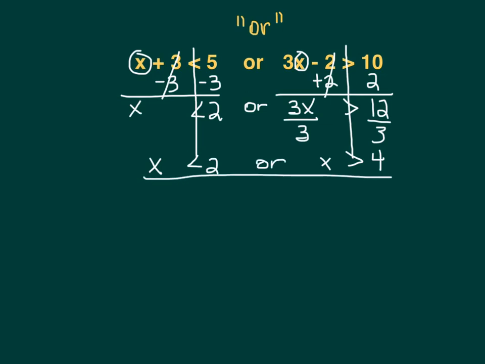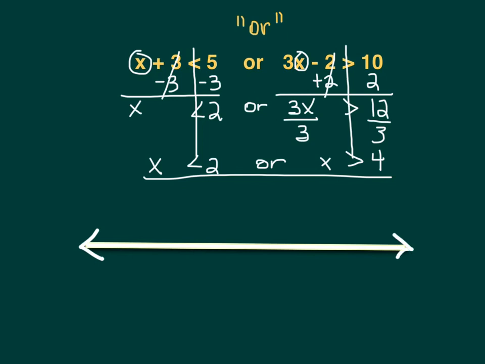Now what does that look like on a number line? Let's just get this number line set up. I have positives 2 and 4, so I'm going to put my 0 over here. Here's 2. Here's 4. And what that means is I'm going to look at this first one. I want all values of x that are less than 2, which means I want all values of x that are less than 2.